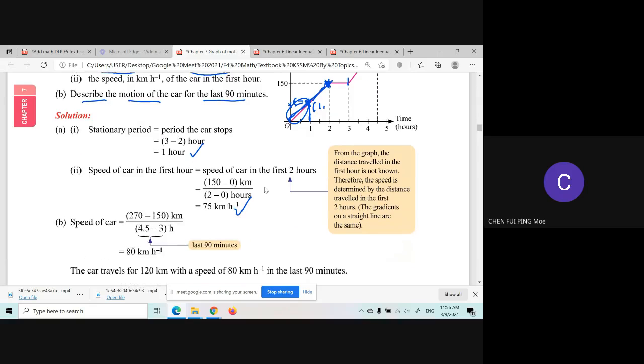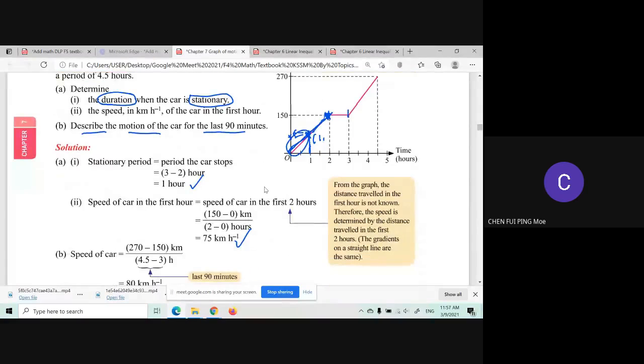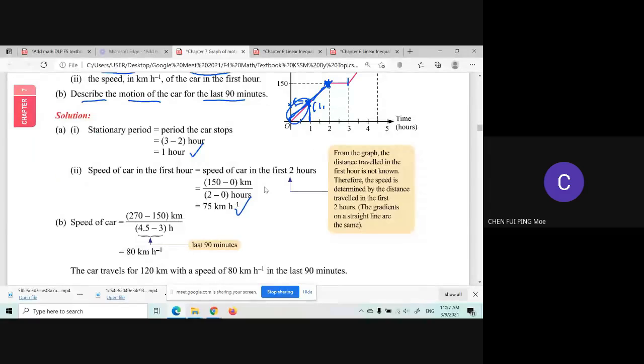Then question B: describe the motion of the car for the last 90 minutes. For the last 90 minutes, you need to work out where the last 90 minutes is. This graph is in terms of hours, right? 90 minutes means 1.5 hours. So starting from 3 o'clock until 4.5.